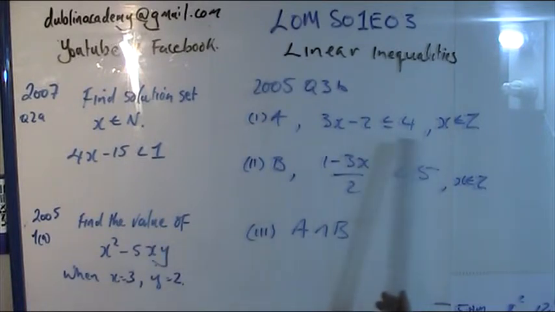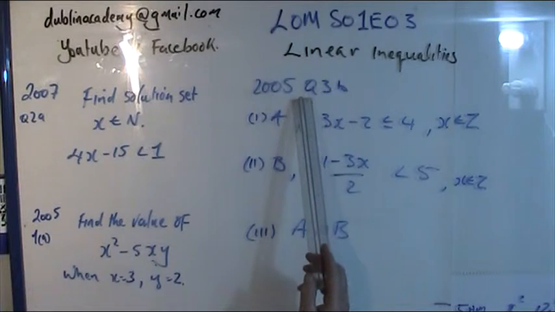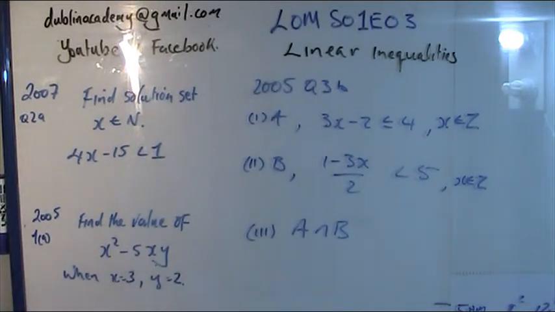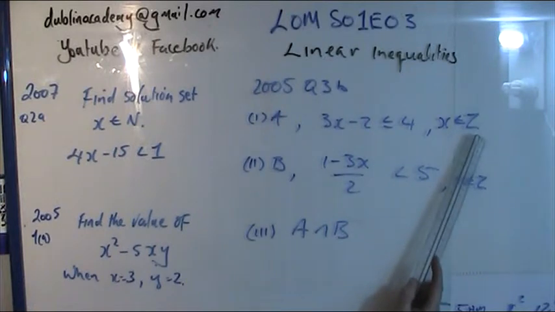Now this question here is question 3b, as you can see, paper 2, 2005, and I'm going to do that question now. So the first question reads out, it says A is equal to this, 3x minus 2 less than or equal to 4, and x is an element of Z. Z is an integer. You should be following me on this now. So Z is an integer, whole plus or minus numbers. We did that from the start.